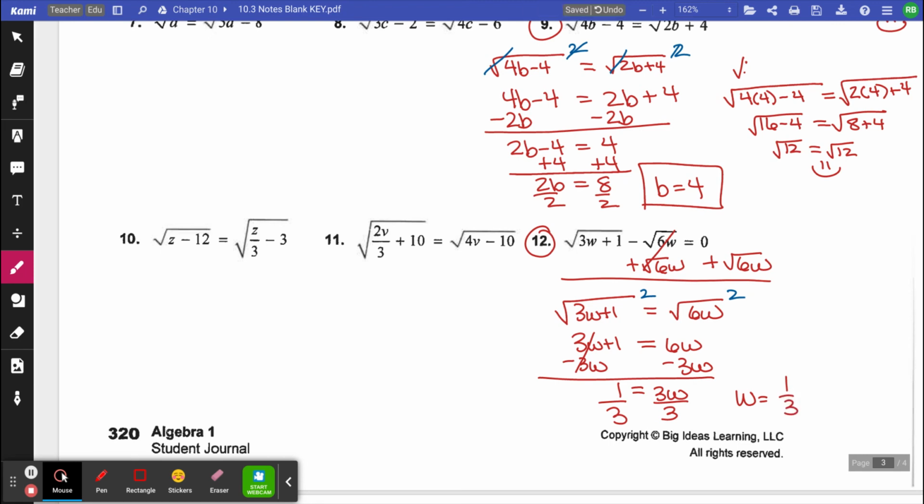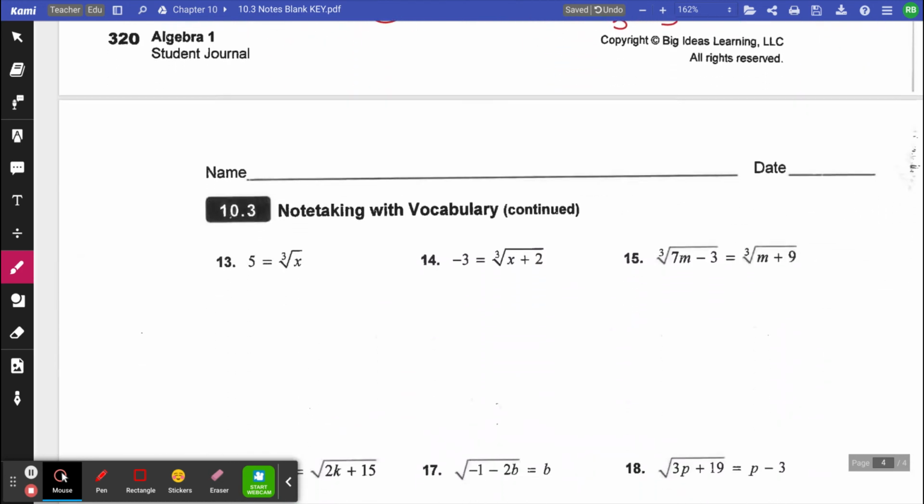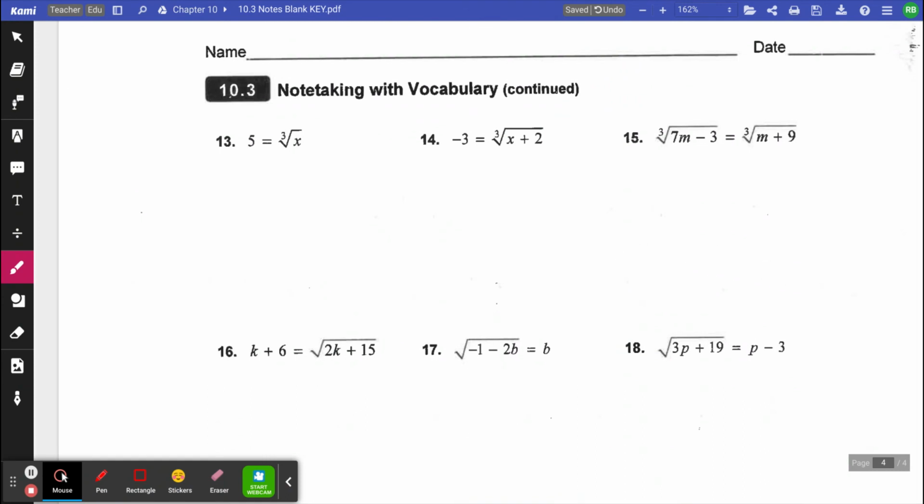Okay. When you check it, you might be a little scared because you got a fraction, but that's no big deal. Check out what happens. We have the square root of 3 times 1/3 plus 1 minus the square root of 6 times 1/3. So here, these cancel, and you have the square root of 1 plus 1, which is the square root of 2. And over here, 6 times 1/3, well, you can simplify. This goes to 1, this goes to 2. So 2 times 1 is 2. So the square root of 2 minus the square root of 2, yep, that would give you 0. Okay, remember we have to look out for those extraneous solutions.